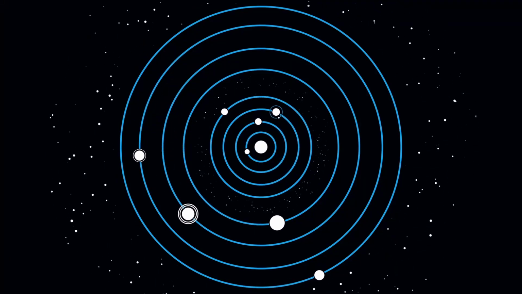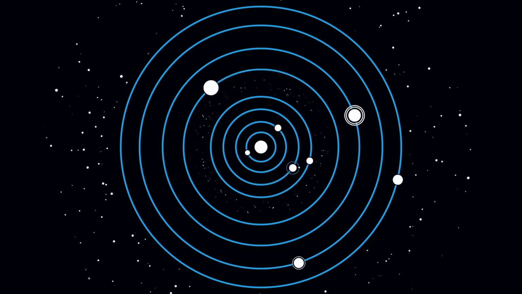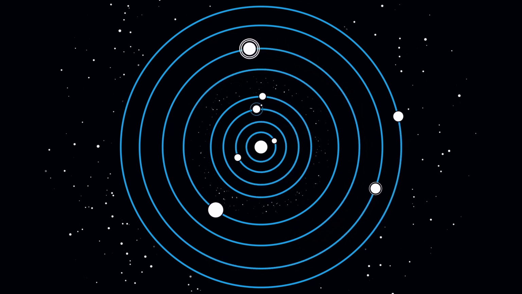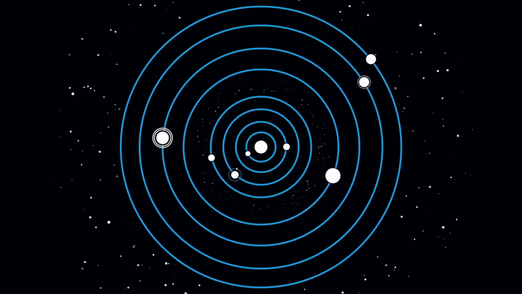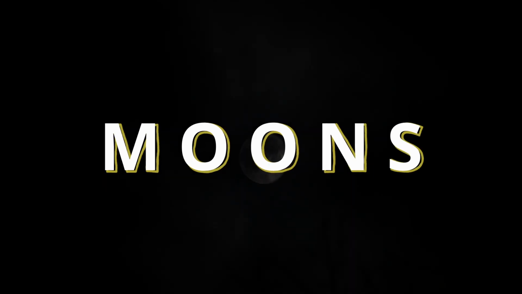Another interesting fact about our solar system is that on average the stars in our galaxy tend to have 1-2 planets per star. As compared to that, our solar system has 8. Next are moons. Moons are comparatively smaller bodies that revolve around a planet.